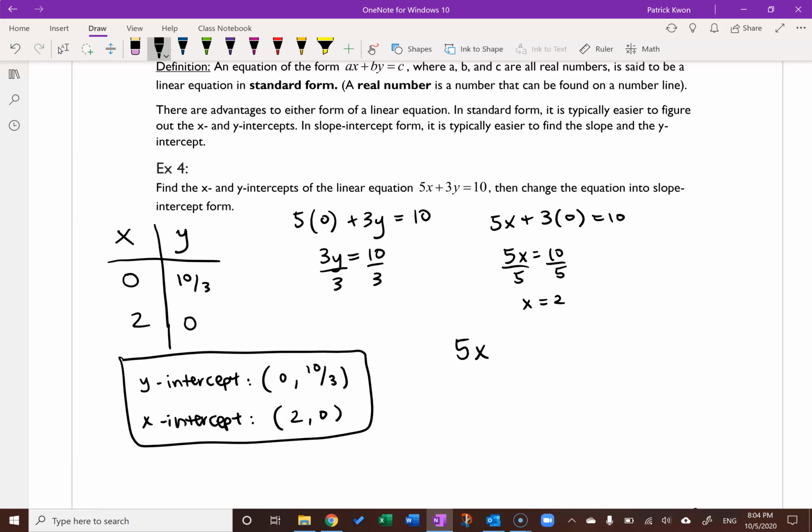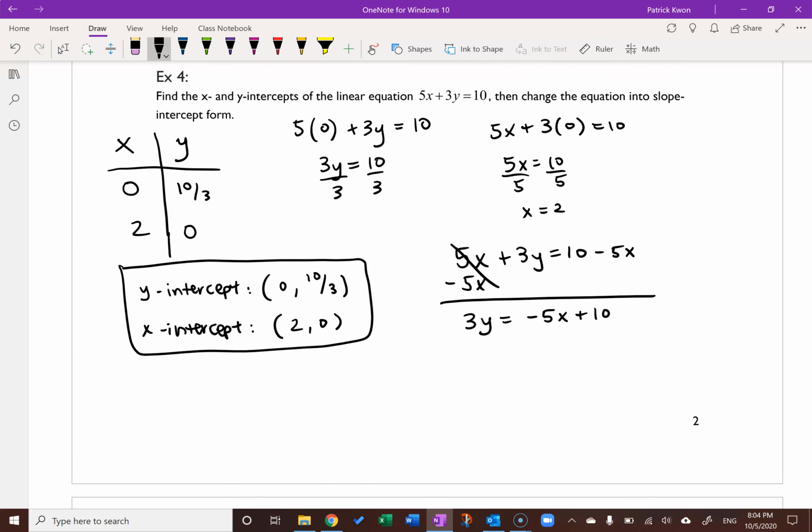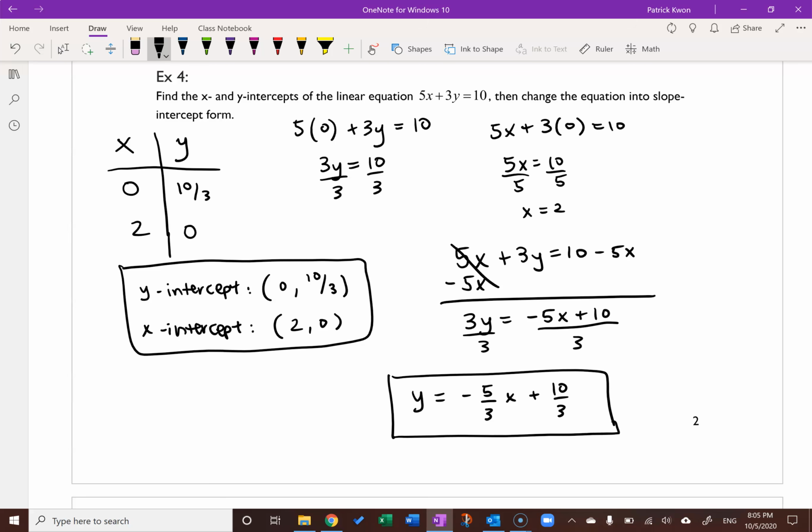So we're going to start off with 5x plus 3y equals 10, and our goal is to get y by itself. So I'm going to go ahead and subtract 5x from both sides. And the left-hand side is now going to be 3y equals negative 5x plus 10. And then lastly, I just want to divide both sides by 3. So our final equation would be y equals negative 5 thirds x plus 10 thirds. And then that is our equation in slope-intercept form.